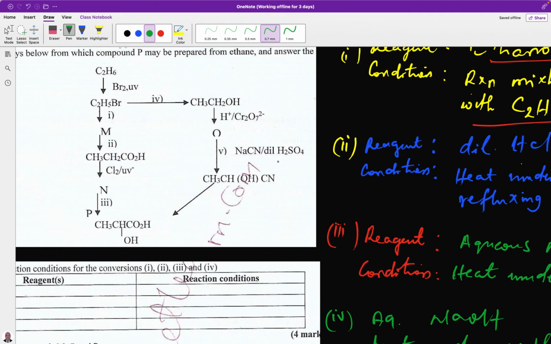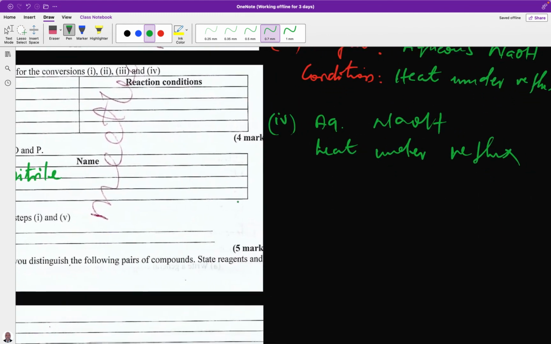Go back to our reactions of carbonyl compounds, reactions of aldehydes: the nucleophilic addition reaction with aldehydes. So compound O will be an aldehyde. It is not oxidized to acid, because that aldehyde again will undergo nucleophilic addition with a cyanide, to form a compound that has a different functional group.